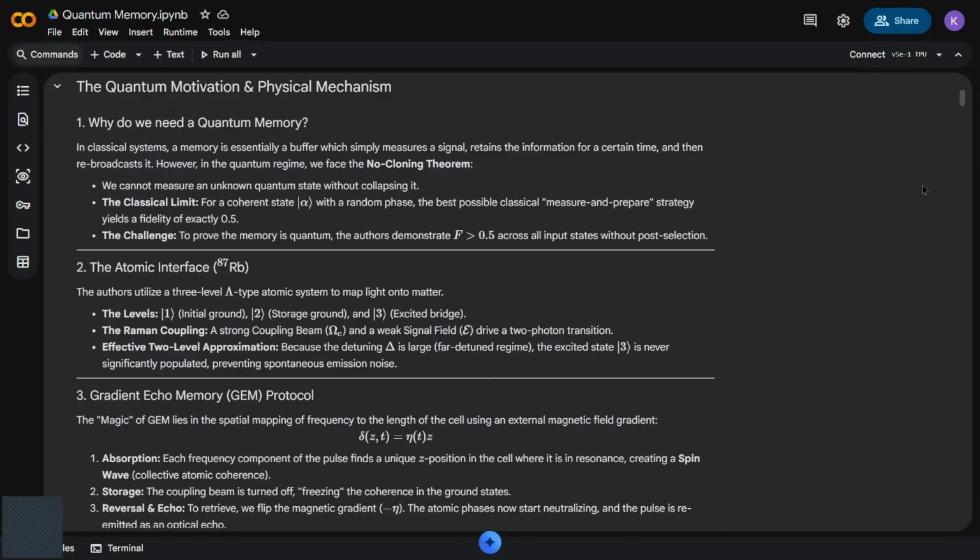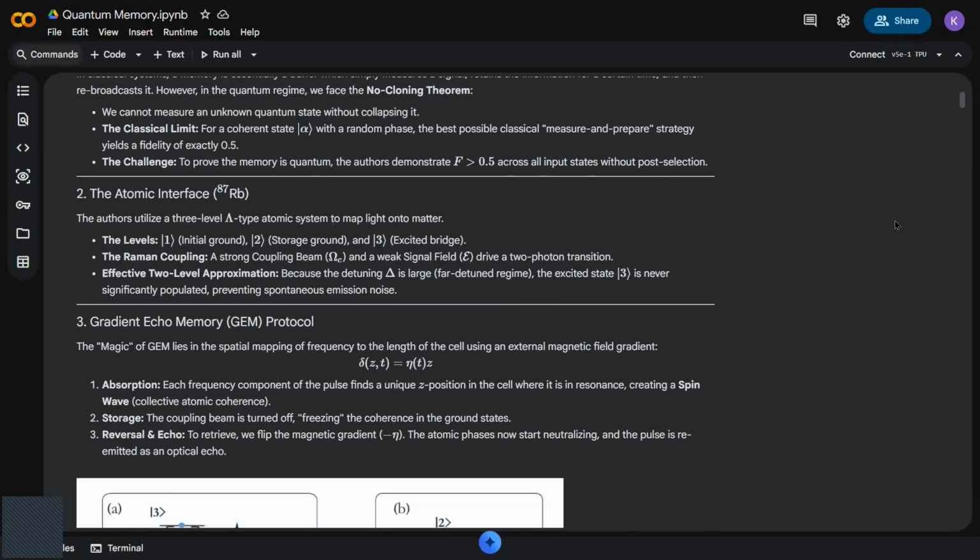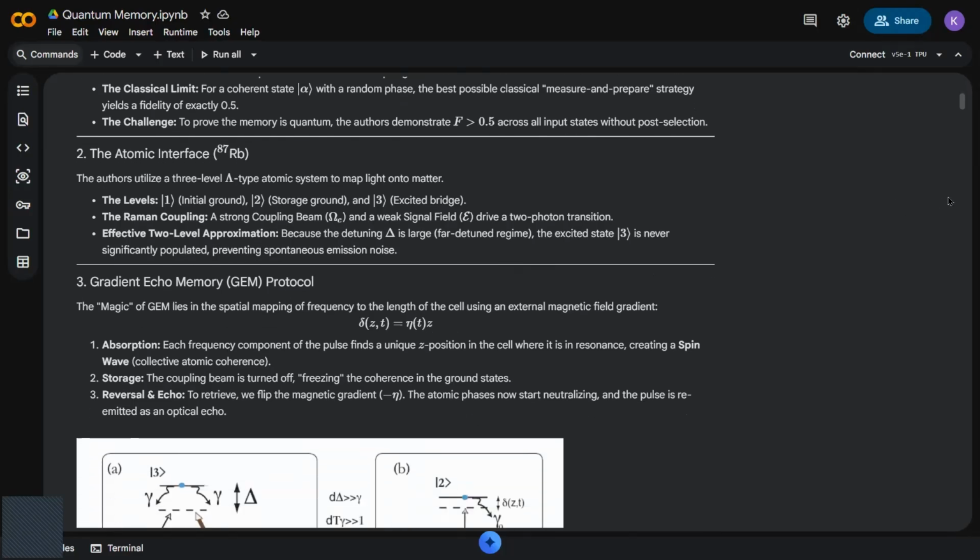The challenge is to prove our memory is quantum, and for this, the authors demonstrate a fidelity greater than 0.5 across all input states without post selection. And they go up to high mean photon numbers, even up to 1050, which will demonstrate it. Now, for this, they use a rubidium vapor cell as the memory device, which uses a lambda GEM protocol.